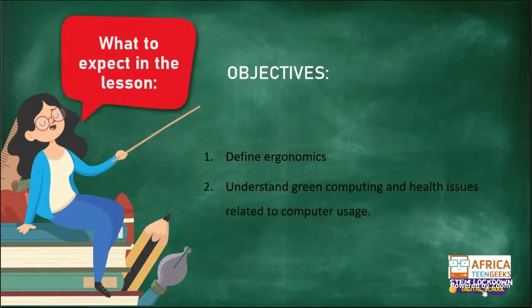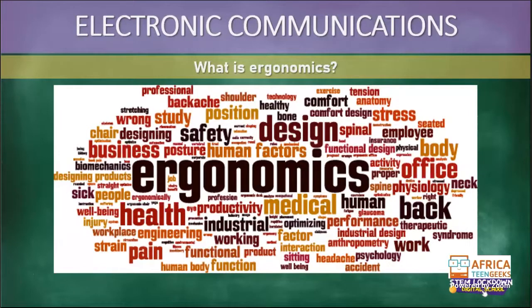The objectives. Number 1, you should be able to define this word, ergonomics. And then number 2, understand green computing and health issues related to computer usage. This is a big word, and all the words that you see, the concepts, they are related to ergonomics. You have medical optimization, health issues, industrial, working, functional, product, human body function, pain, strain. All these are words that you are bound to talk about when you are dealing with computers. Stress, there is a certain type of stress that is related to computer usage.